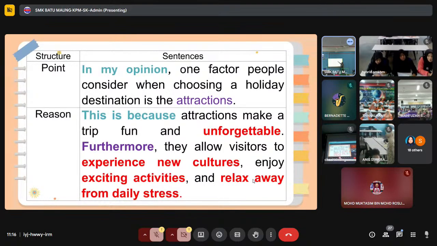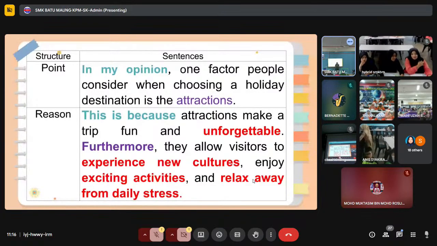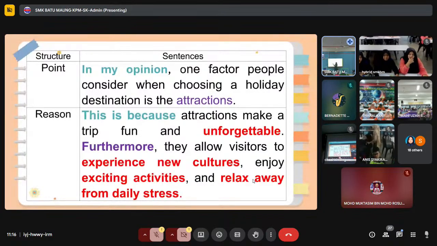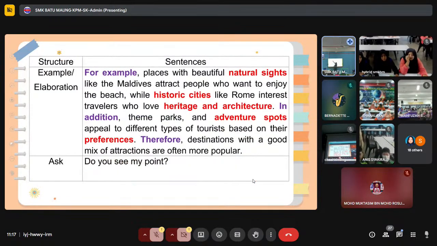All right, point given, reason given. Now, what must you do? Give an example. Yes, correct. So, don't forget to use a cohesive device, for example or for instance. All right, places with beautiful natural sights.